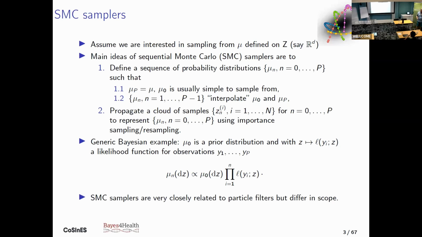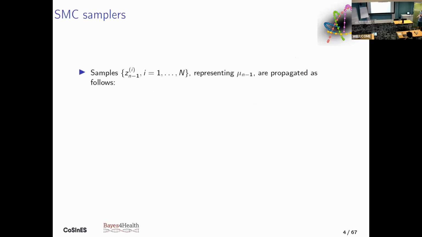And for those of you who have heard about particle filters, sequential Monte Carlo samplers are very much related to particle filters, but they differ in certain ways that are not too important here.